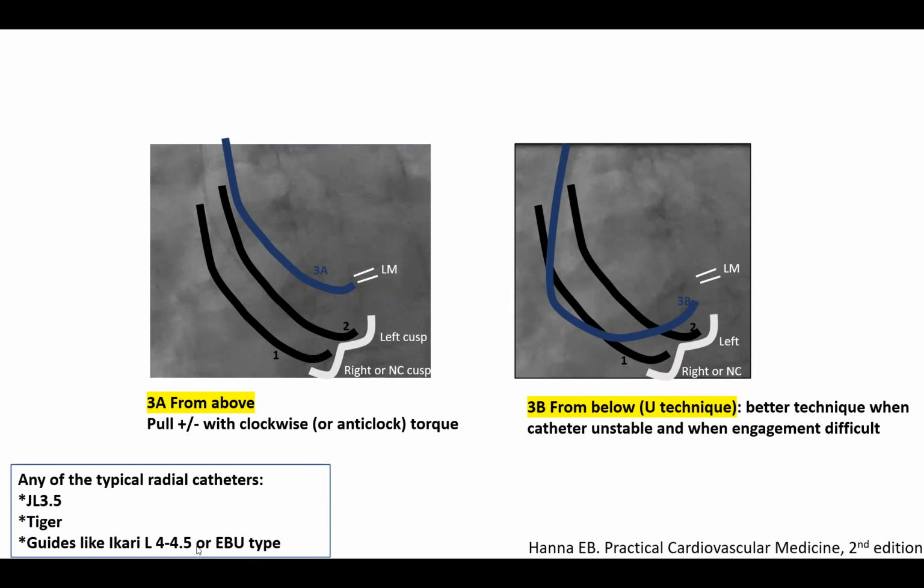Those techniques, by the way, apply to all catheters, whether diagnostic catheters, Judkins left, Tiger and Jacky, or guiding catheters during intervention, Ikari left or EBU type, where I often favor the U technique with a guiding catheter to get more support.